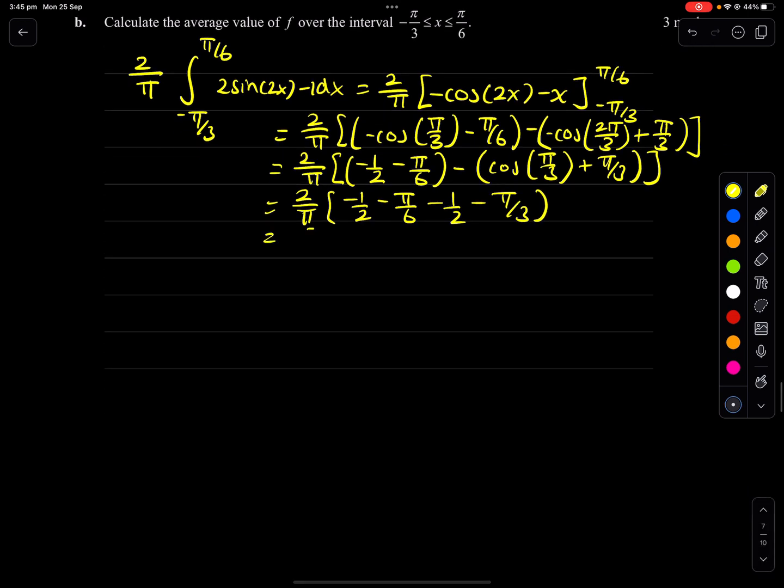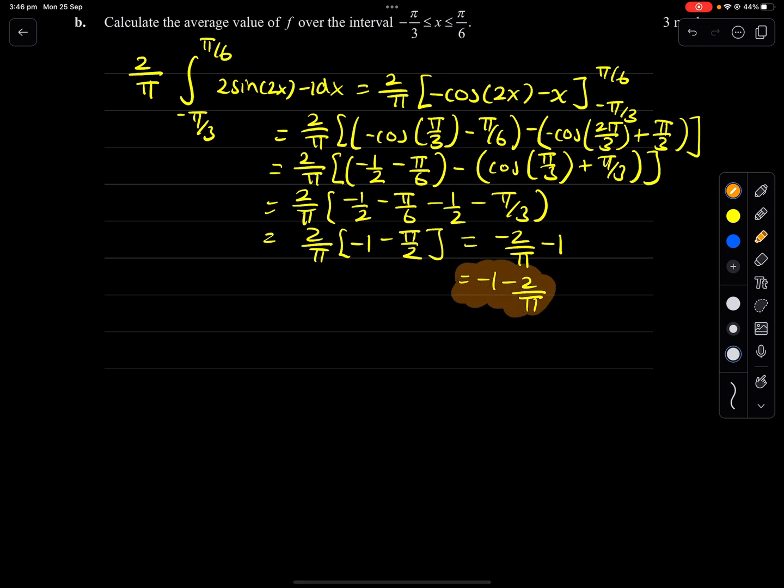Wow, it's just so long. Negative pi, negative 1, minus pi on 2, will be negative 2 over pi minus 1. Negative 1 minus 2 over pi. Is that right?